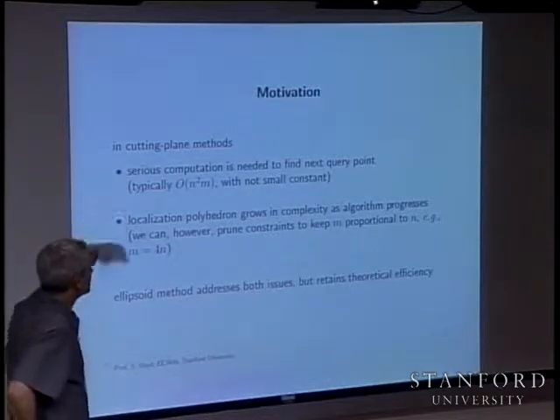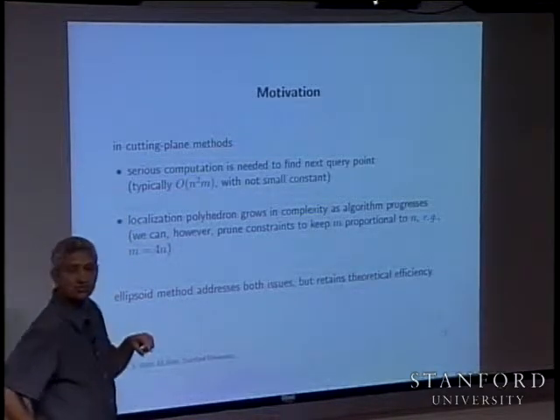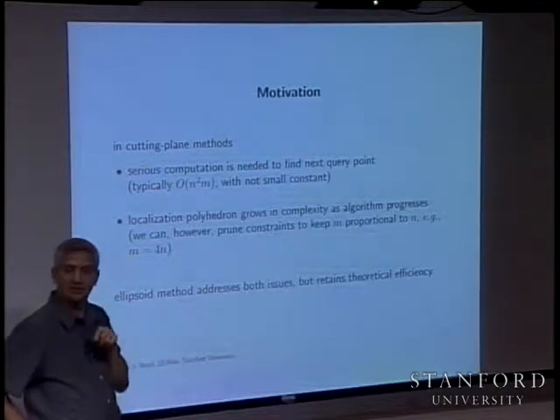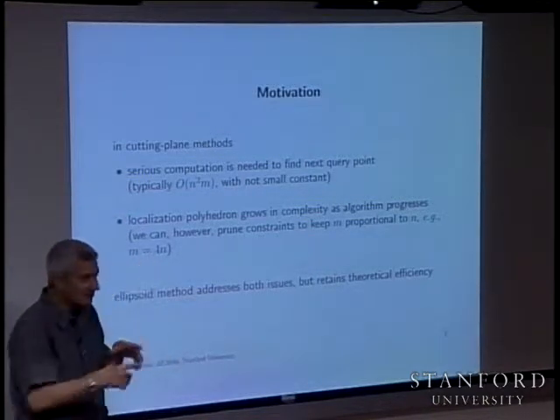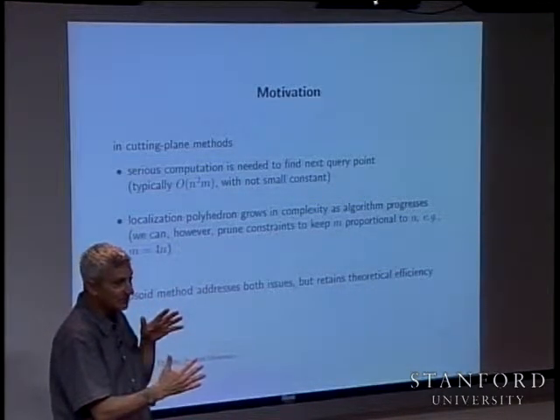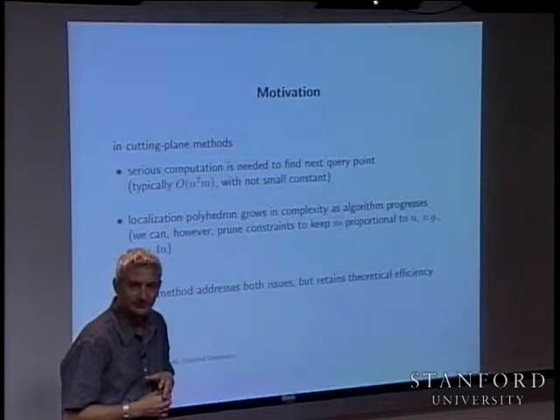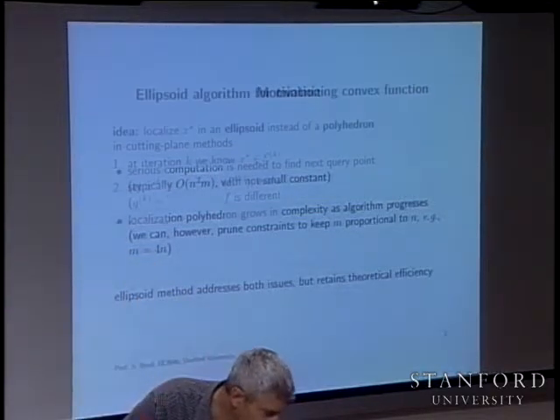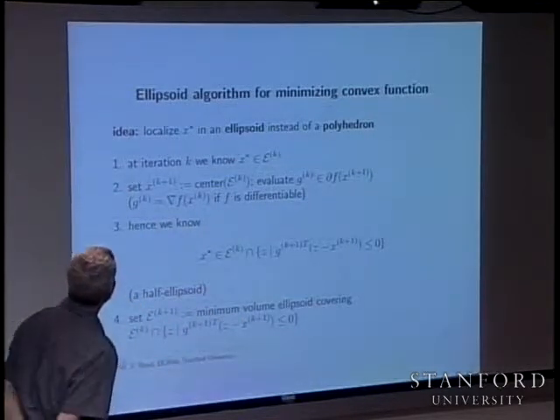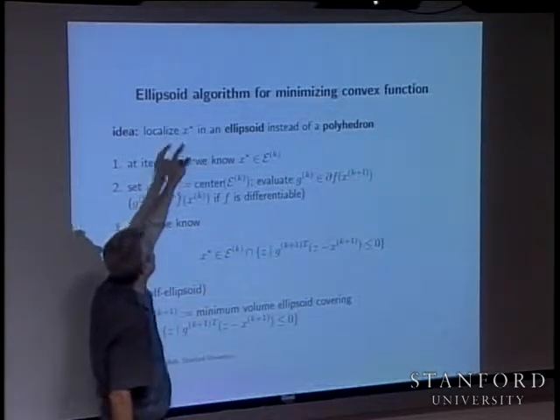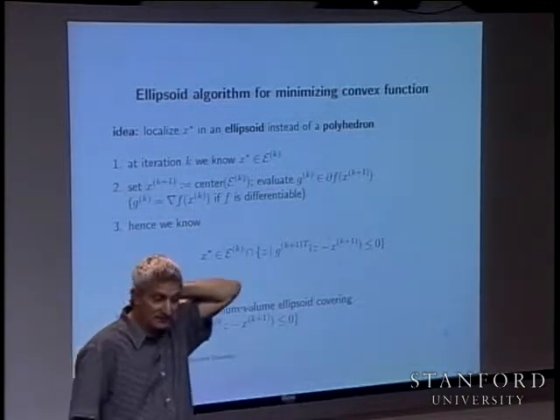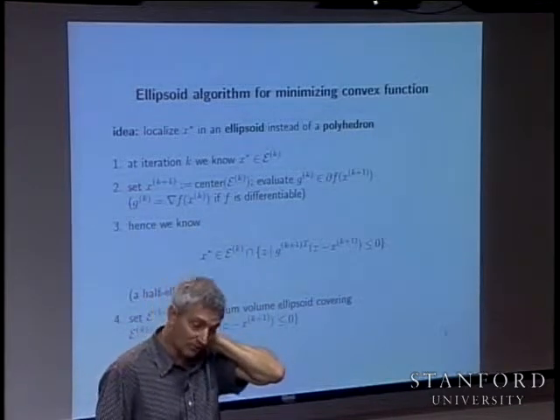But now, ellipsoid method is going to address both. It's going to have a constant size data structure to summarize your ignorance at each step. Analytic center cutting plane method has a variable size because it's a polyhedron with a variable number of constraints. And in the no cutting method, it just keeps growing. So here's the ellipsoid method. The idea is that you're going to localize the point you're looking for in an ellipsoid instead of a polyhedron. By the way, that's actually a very cool idea.